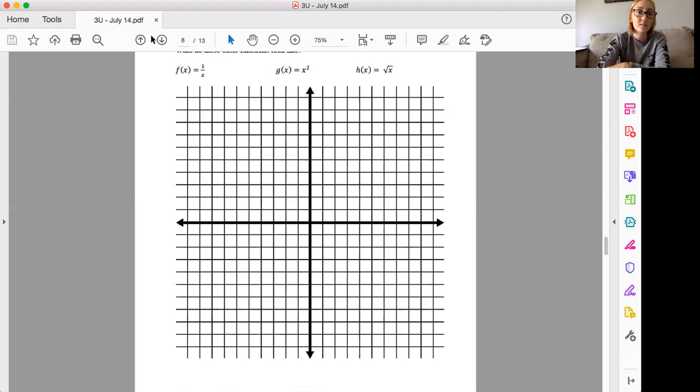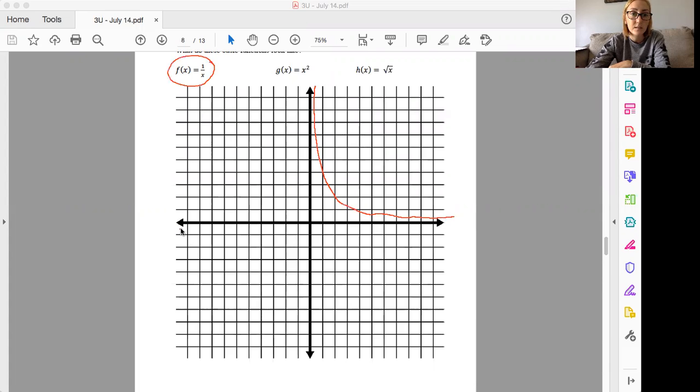So 1 over x is always going to look like the following. Keep in mind, it always follows the y-axis here but never actually touches it. And it comes here and does the same thing. It follows the x-axis but never touches it, and it does the same thing on the negatives here. That's what it always looks like. It's always going to follow along the y-axis and the x-axis, but it's never going to touch them. So that's what that graph looks like.